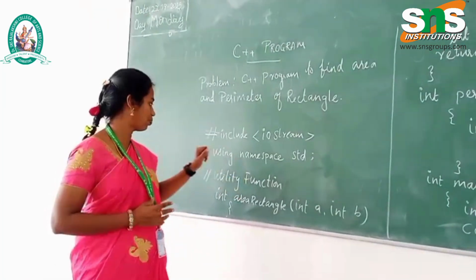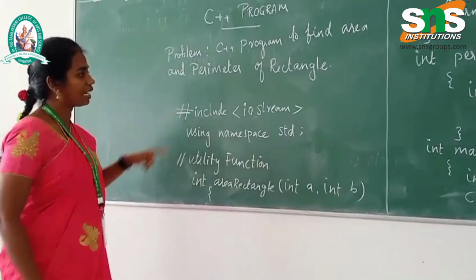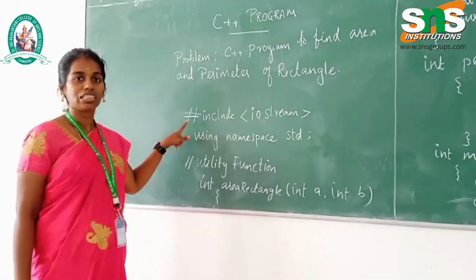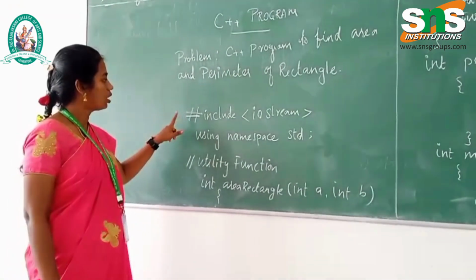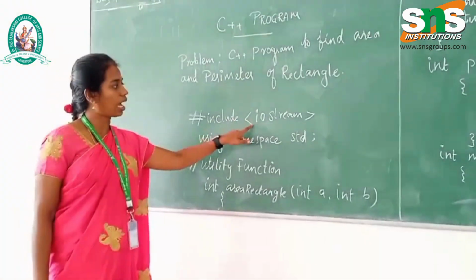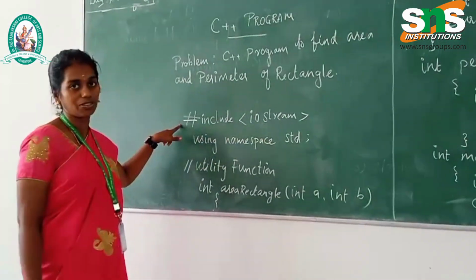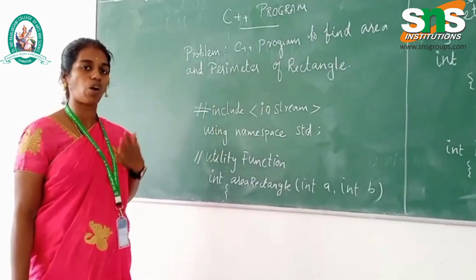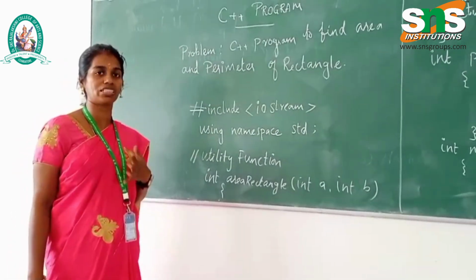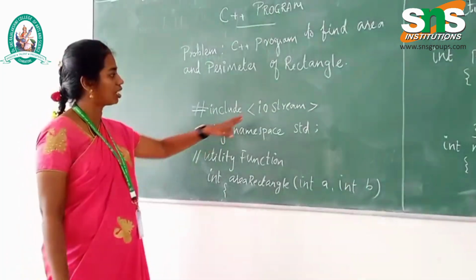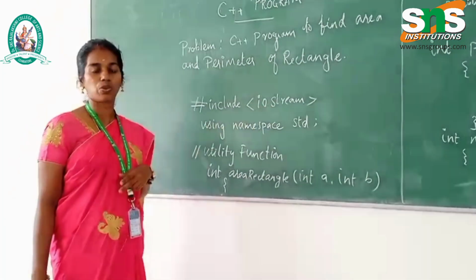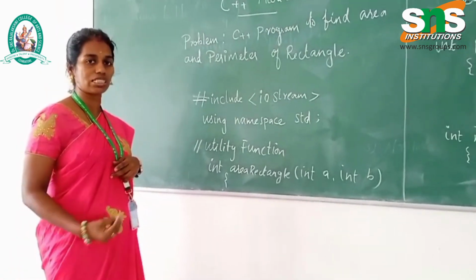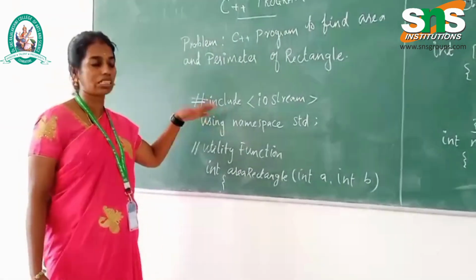While writing a C++ program, we have to include the header file needed for our program. #include <iostream> is the name of the header file, that is input output stream. That means the functions related to input and output operations will be inside this header file. Whenever we write a C++ program, we have to include this header file in the first line.